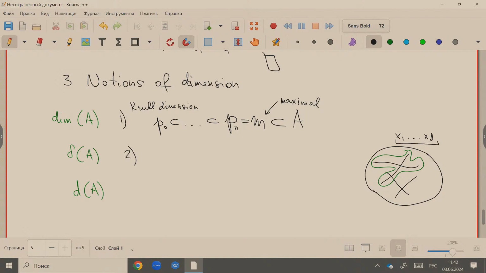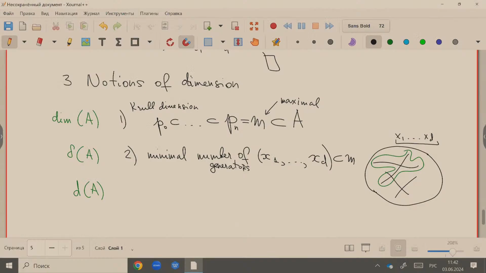And then this means that you can introduce the notion: the codimension can be read off from the fact that this number of parameters is minimal. So this is the minimal number of generators x1, ..., xd that generate not the maximal ideal, since it may happen that this is not possible, but generate some M-primary ideal Q.